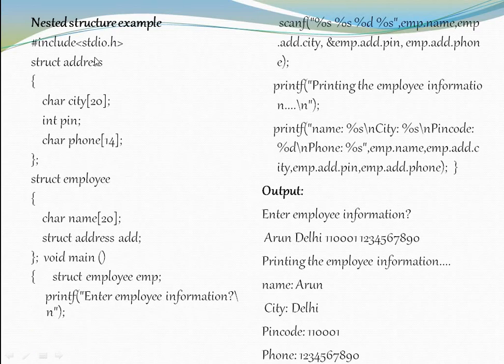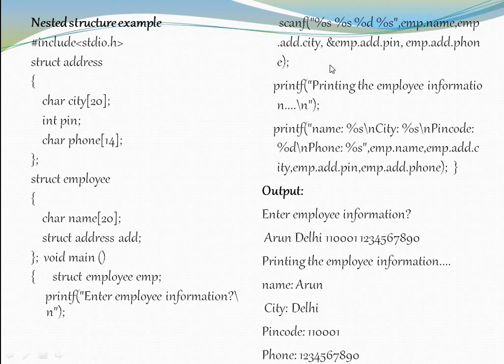See this example program. #include <stdio.h>, structure address. The address is going to contain members like city, pin, and phone number, and another structure is going to be employee, containing name and address. For this address we are creating the structure variable name here. Then the main function has been opened. Inside main function, for the main structure we are creating the variable here, struct employee emp.